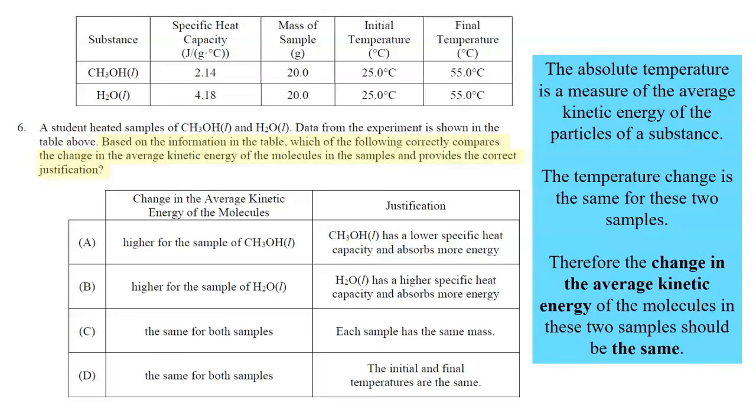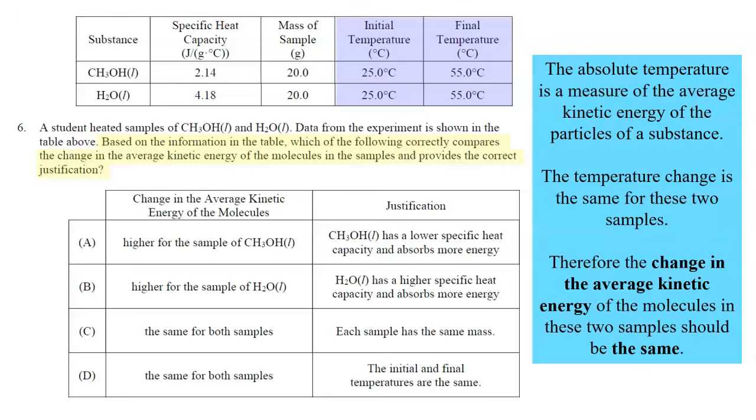So because all we have to focus on is the temperature, take a look at what happened during this experiment. The temperature of liquid methanol changes from 25 degrees Celsius to 55 degrees Celsius. And even though the water does have a different specific heat capacity compared to methanol, the water's temperature also changes from 25 degrees Celsius to 55 degrees Celsius.